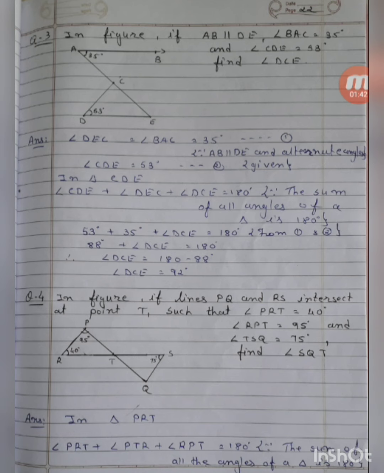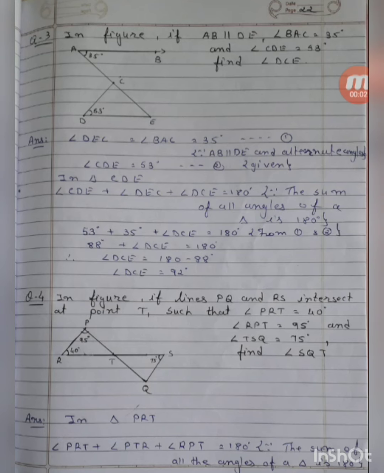So, 88 plus angle DCE is equal to 180 degrees. Then, angle DCE is equal to 180 minus 88. Then angle DCE is equal to 92 degrees. Thus, we find the measure of the angle DCE is equal to 92.